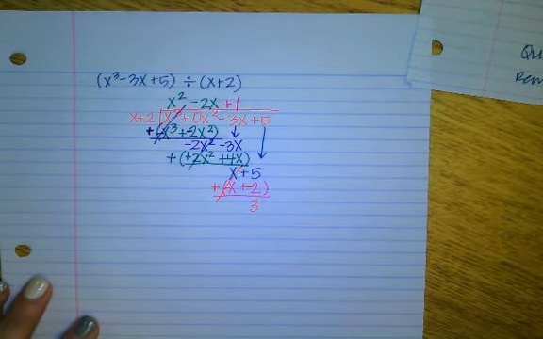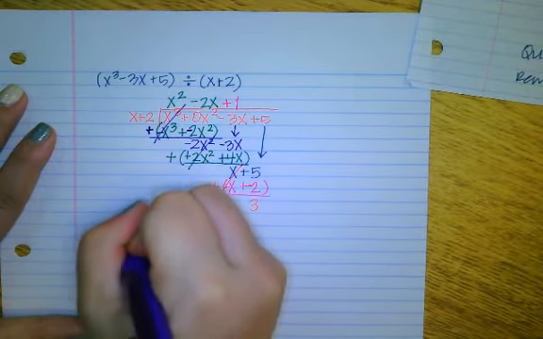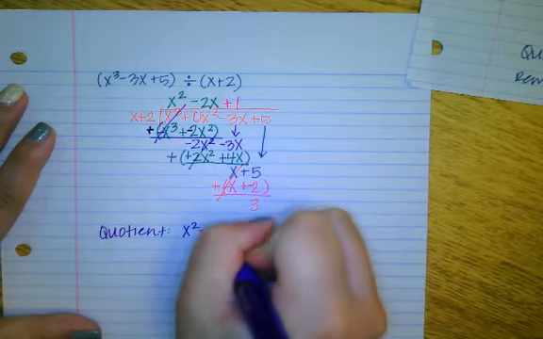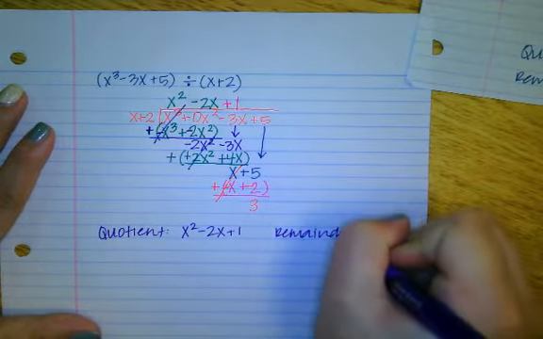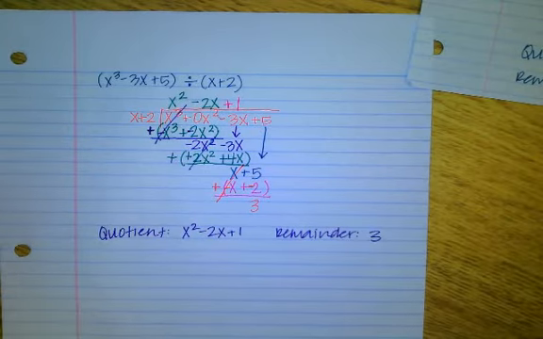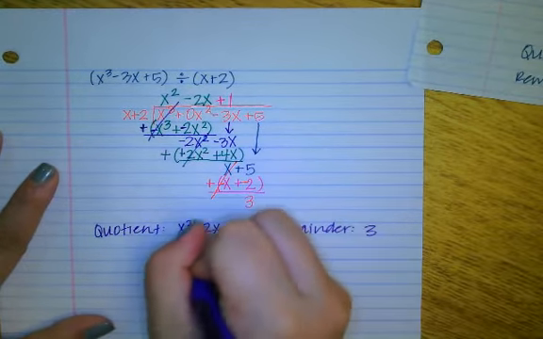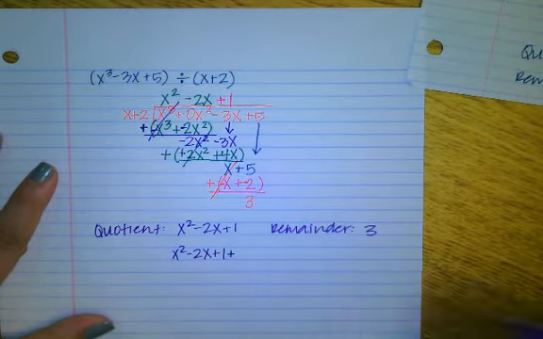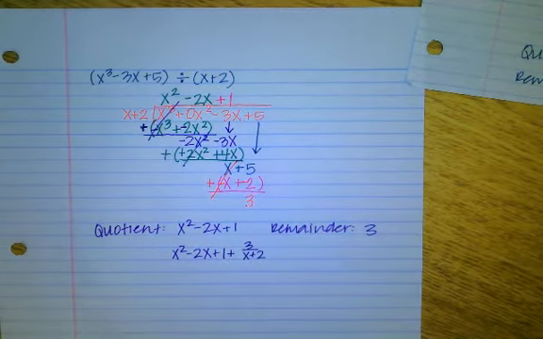Okay, so what would your quotient be? Very good. X squared minus 2x plus 1. Your remainder? 3. And if I told you to put it all together, what would you have? Very good. Make sure you have this plus right here. Otherwise it's multiplication. So make sure you have the plus the remainder. So quotient plus remainder.